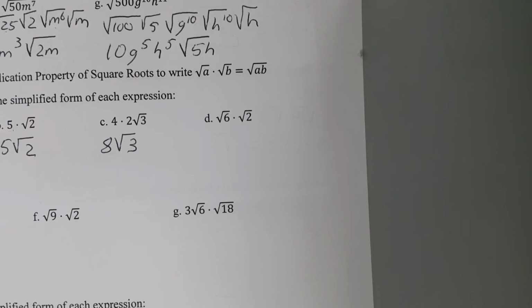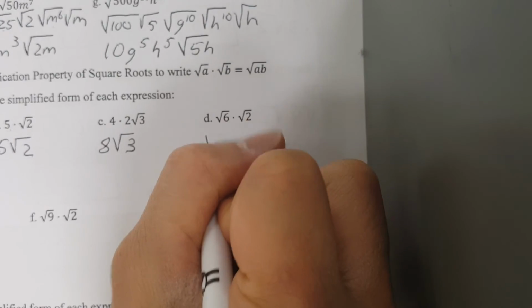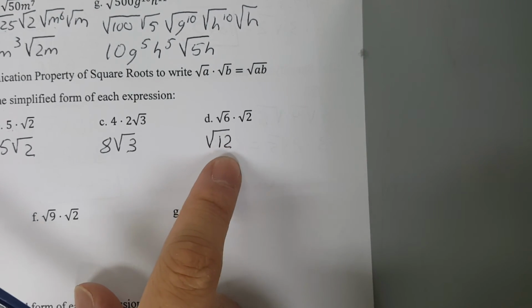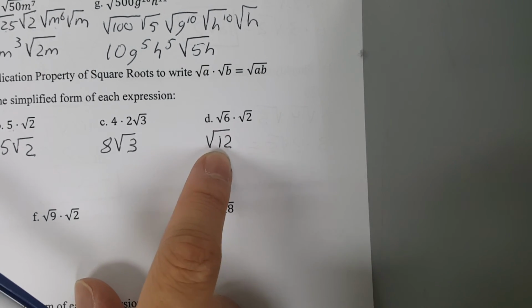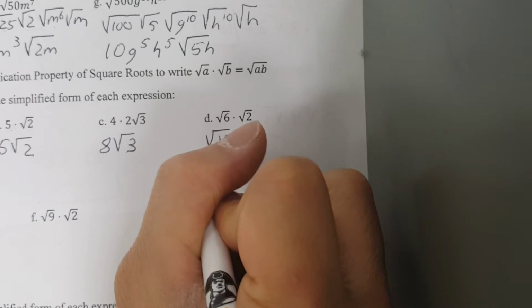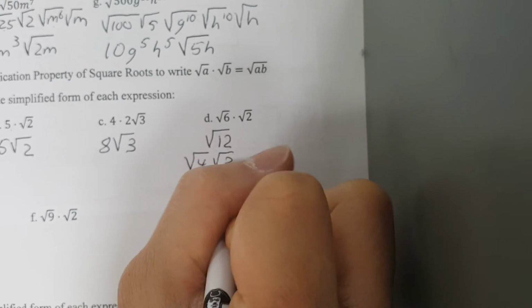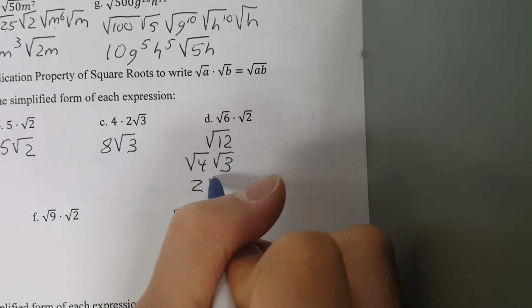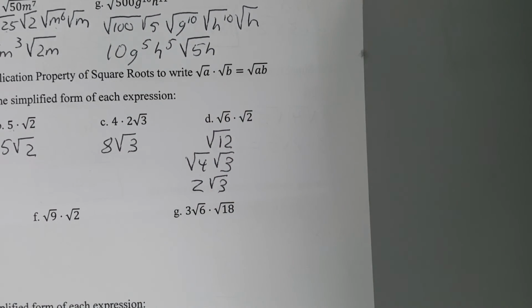Letter D now, let's actually think about this. This is radical 12. But whenever you get this, you should always ask, can I simplify this? And yes, you can, because 4 is a number that can go into here. Okay? So the radical 4 is 2. So it's 2 radical 3.